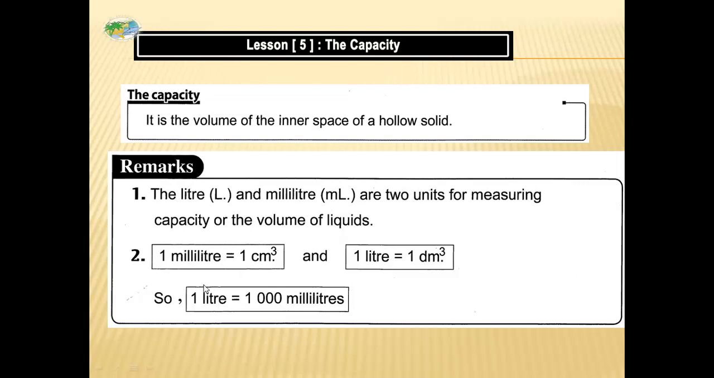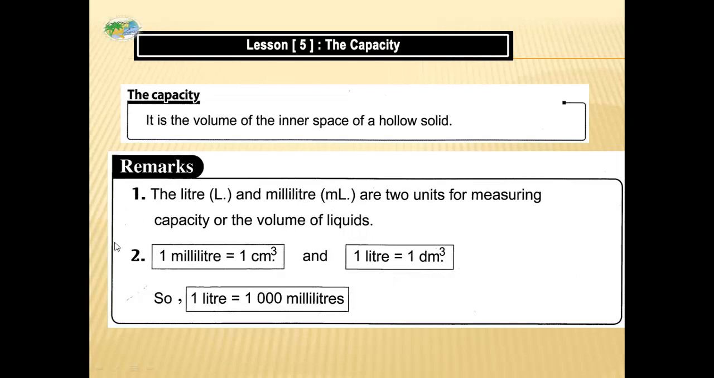Okay, the liter. 1 milliliter equals 1 centimeter cube. 1 liter equals 1 decimeter cube. Then 1 liter equals 1000 milliliters. We measure the small volume using milliliter, and the large volume we use liter or decimeter cube.